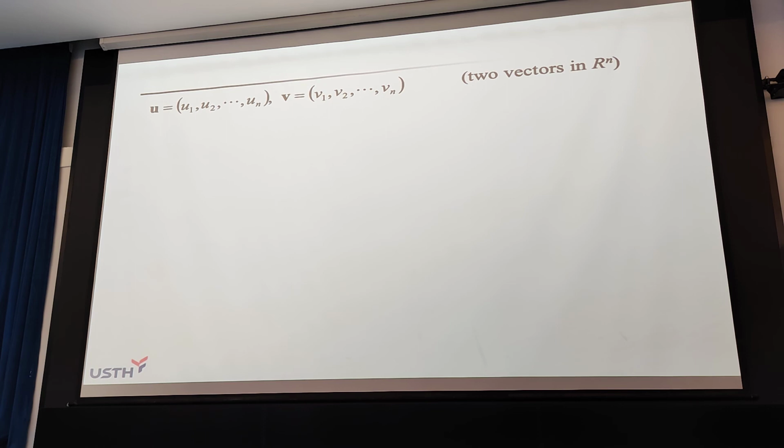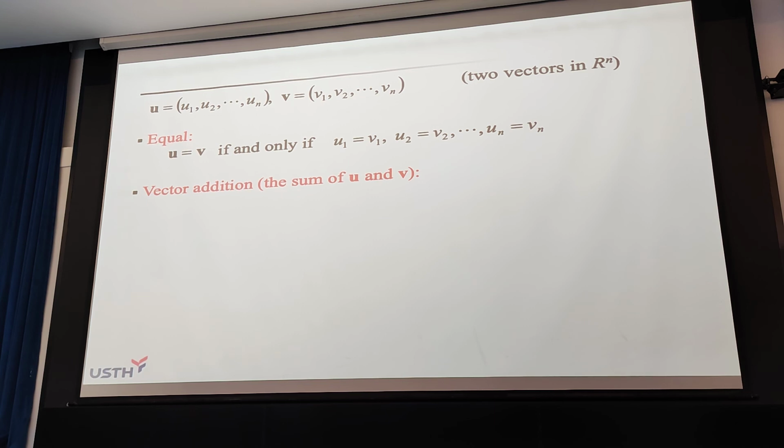Now, suppose that we are given two vectors in n-space. u equal u1, u2 up to un, and v equal v1, v2 up to vn. And we consider that u equal v if and only if u1 equal v1, u2 equal v2, up to un equal vn. So that is the definition.